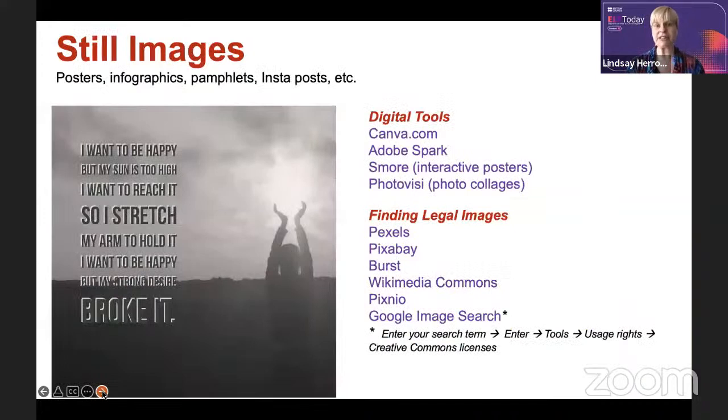For still images, I really like Canva, Adobe Spark, S'more, which lets you create interactive posters, PhotoVC for photo collages. Take a moment, if you can, to introduce your students to the idea of finding legal images rather than just downloading whatever they find on Google. Pexels, Pixabay, Burst, Wikimedia Commons, Pixneo, and even Google Image Search are really good ways to find photos that have Creative Commons licenses or are public domain.